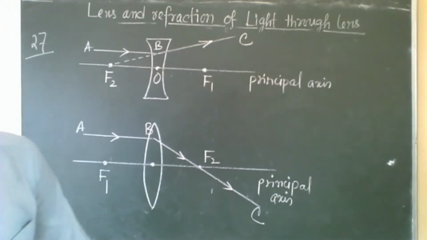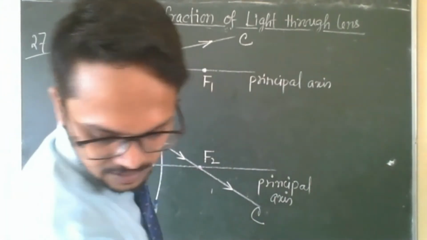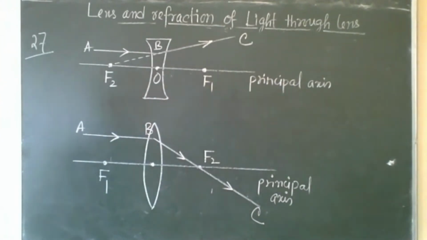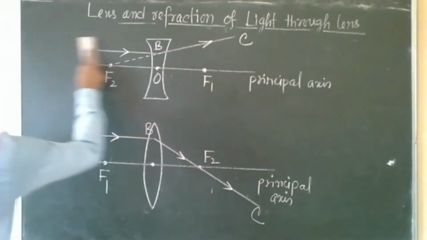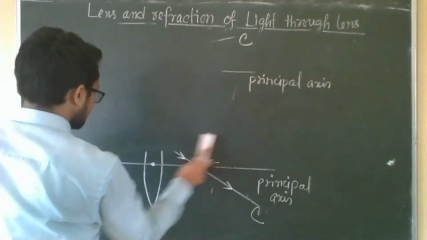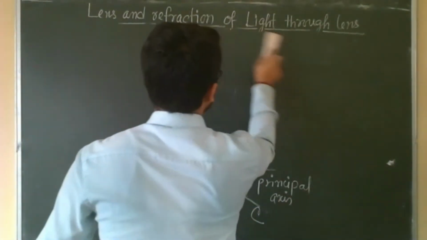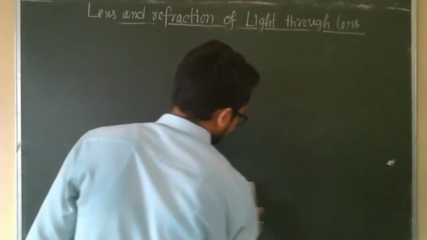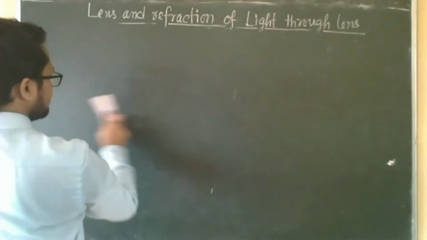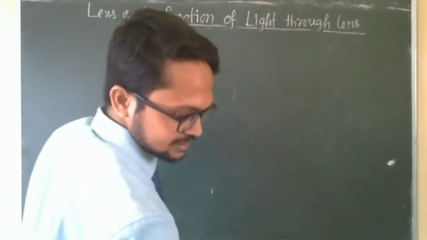Clear. Come to the second question, question number 28. Always you will give the ray direction. Very important point that you have to give the ray direction. And in this case, you have to draw the principal axis.